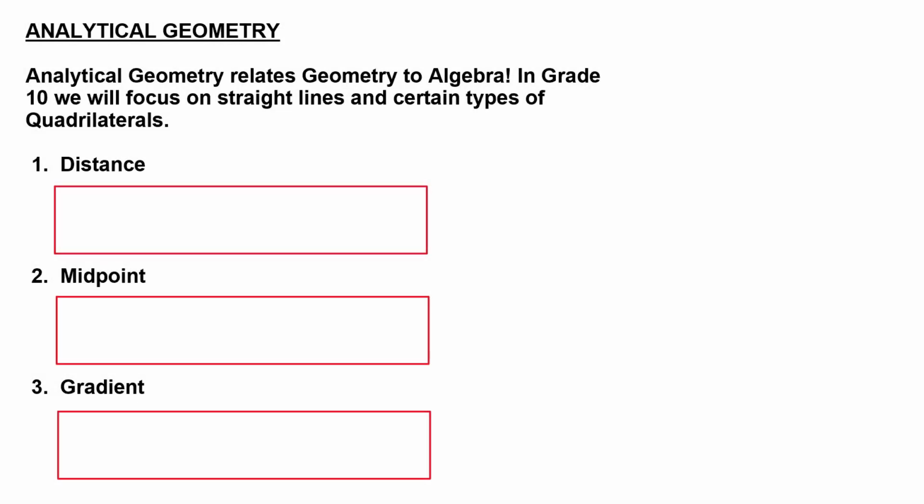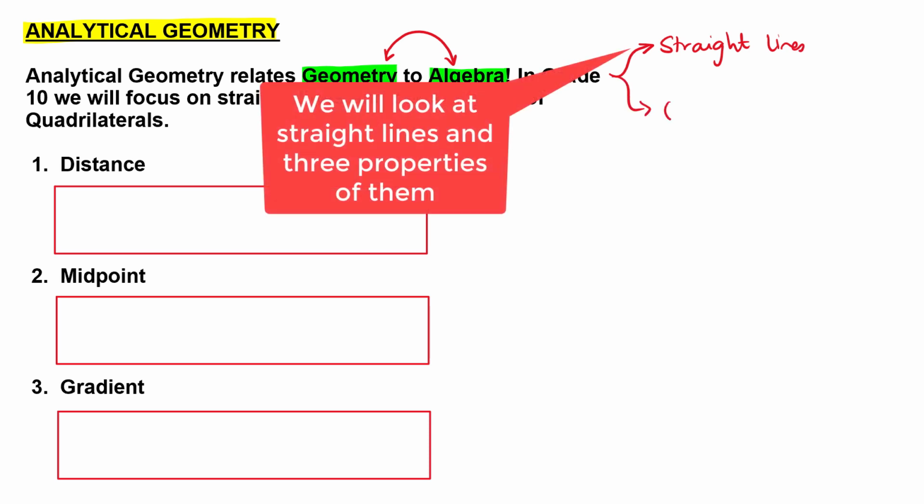This video is going to be an introduction to analytical geometry, but specifically in grade 10. Now, just to give you a bit of background information, analytical geometry relates the normal geometry that we do in class to algebra. So you can almost think of it as a bridge between geometry and algebra. And that bridge will relate a couple of different things, but in grade 10 and 11, our main focus is going to be on the geometry of straight lines, firstly, as well as the geometry of certain types of quadrilaterals.